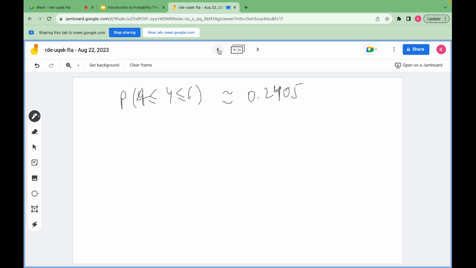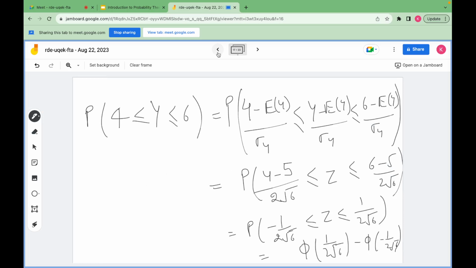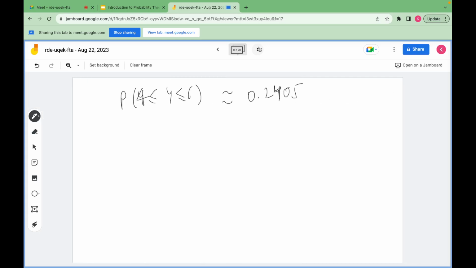With the help of the central limit theorem, we can find the probability for such sequences very easily, because we are converting them into a standard normal distribution, and finding the probability for a standard normal random variable is very easy. Now we'll move on to the next question.